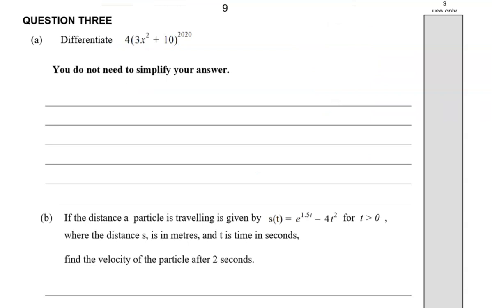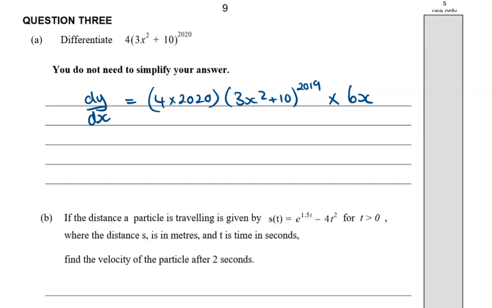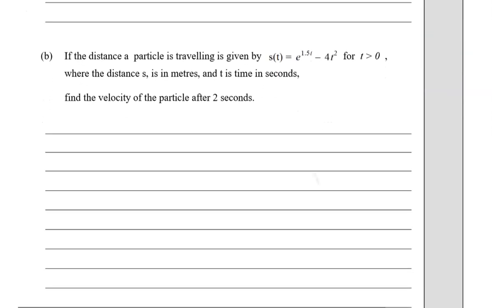Right, question 3a, we've got some large numbers, but they've told us not to simplify. Just go ahead and do what you need to do. So dy by dx will be equal to 4 times 2020 multiplied by 3x squared plus 10, reduce that power by 1, we get 2019, and times it by the derivative on the inside of that bracket. And I'm not going to bother simplifying anything.